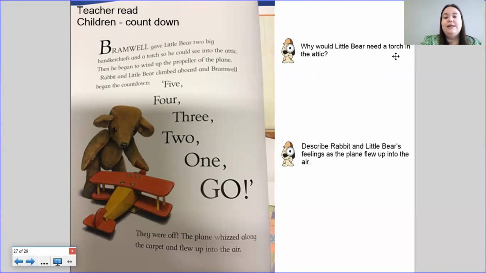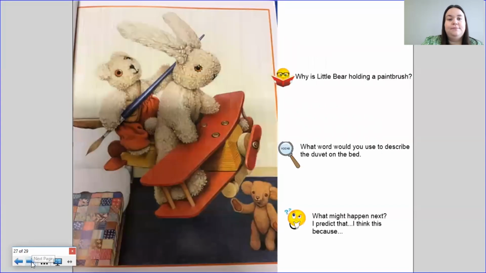Why did Little Bear need a torch in the attic? Describe Rabbit and Little Bear's feelings as the plane flew up into the air. And here's a picture of them flying up, Bramwell waving them goodbye. So I've got some questions about this picture for you. Why is Little Bear holding a paintbrush? What word would you use to describe the duvet on the bed? And now, can you make another prediction? What might happen next? Using our sentence starter: I predict that, I think this because.